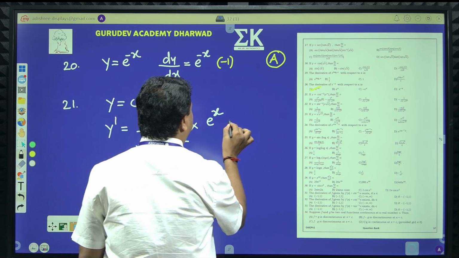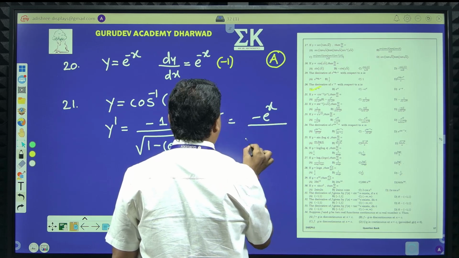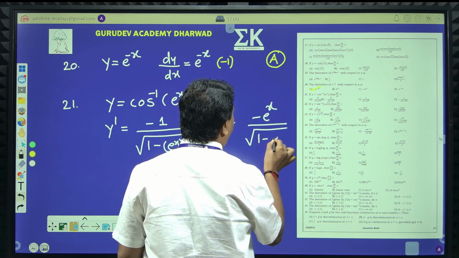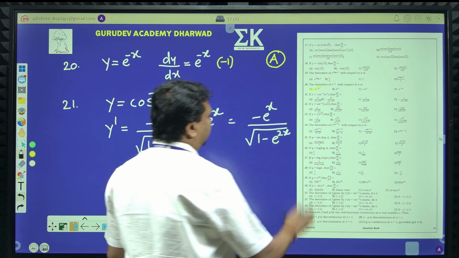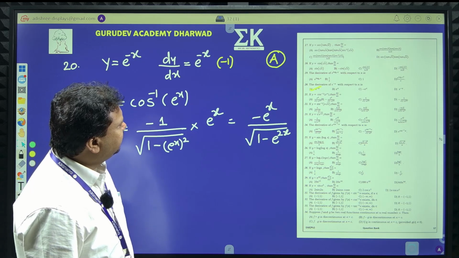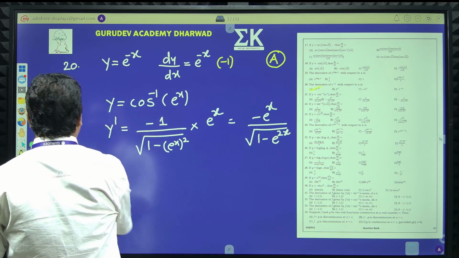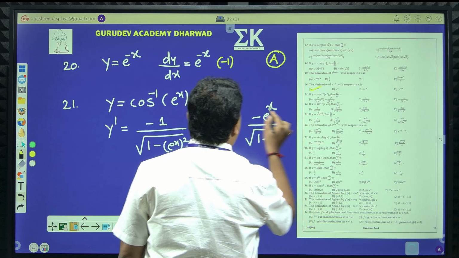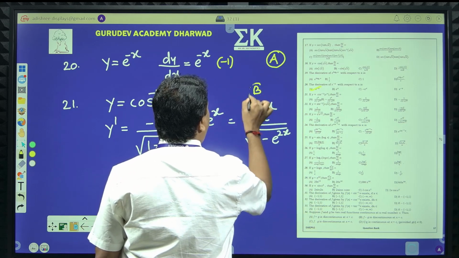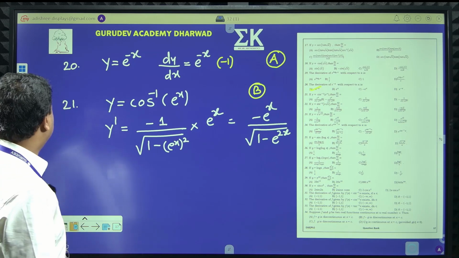Hence, what is my final answer? Minus e to the power x divided by square root of 1 minus e to the power 2x. Looking at the options, which one matches? Minus e to the power x divided by square root of 1 minus e to the power 2x. I'll go with option B. The same answer is in option B. Option B is the right answer.